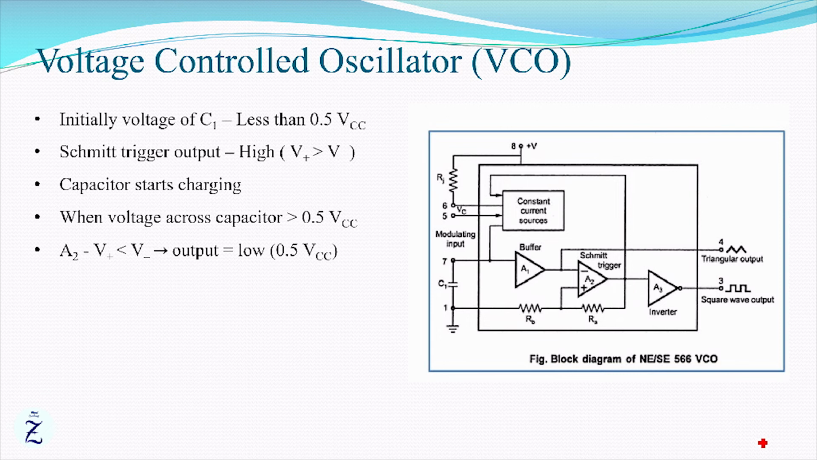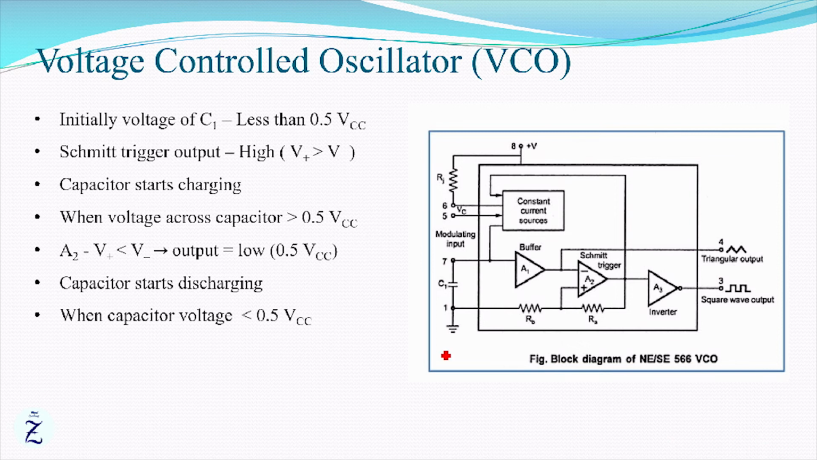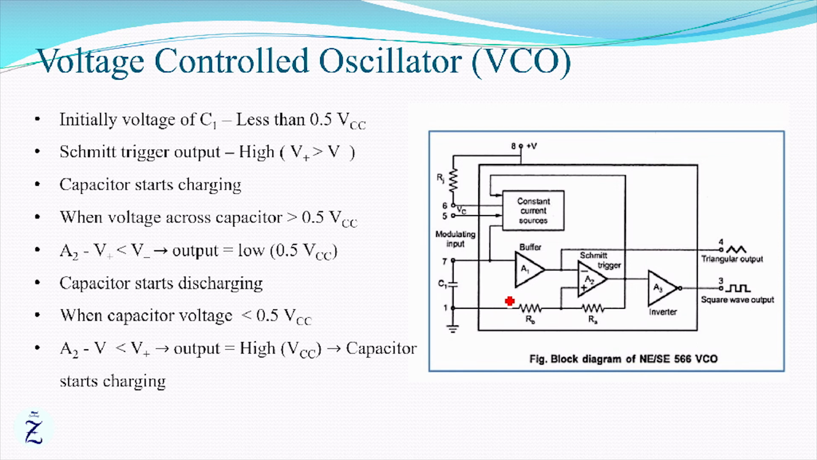When the Schmitt trigger output is low, the current source will get switched off and the capacitor starts discharging. The capacitor keeps on discharging, and when it reaches below 0.25 VCC, that is, the voltage at this inverting terminal becomes less than the voltage at this non-inverting terminal, the output voltage of the Schmitt trigger becomes high, that is VCC. And again the capacitor starts charging, so this process goes on.